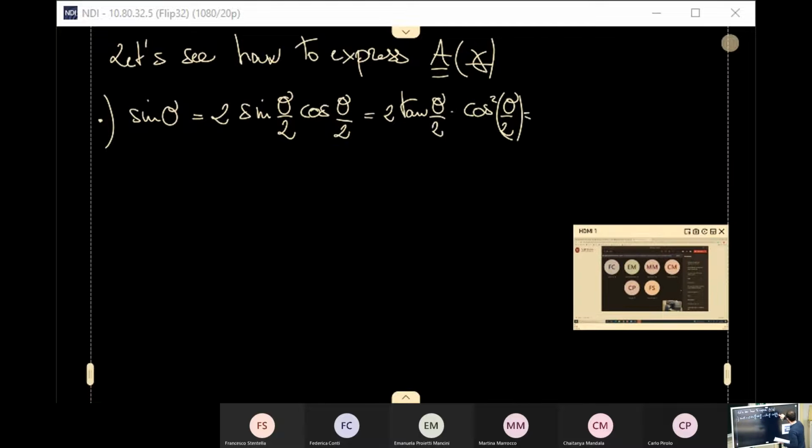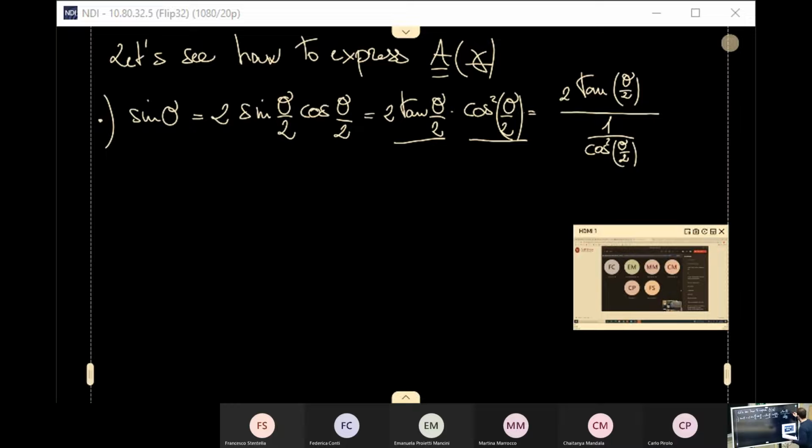Okay, so I just multiplied and divided by cosine of theta divided by 2. And this can be written as 2 times the tangent of theta divided by 2, which is basically this part here. And this we put below. It's like 1 divided by cosine squared of theta divided by 2.